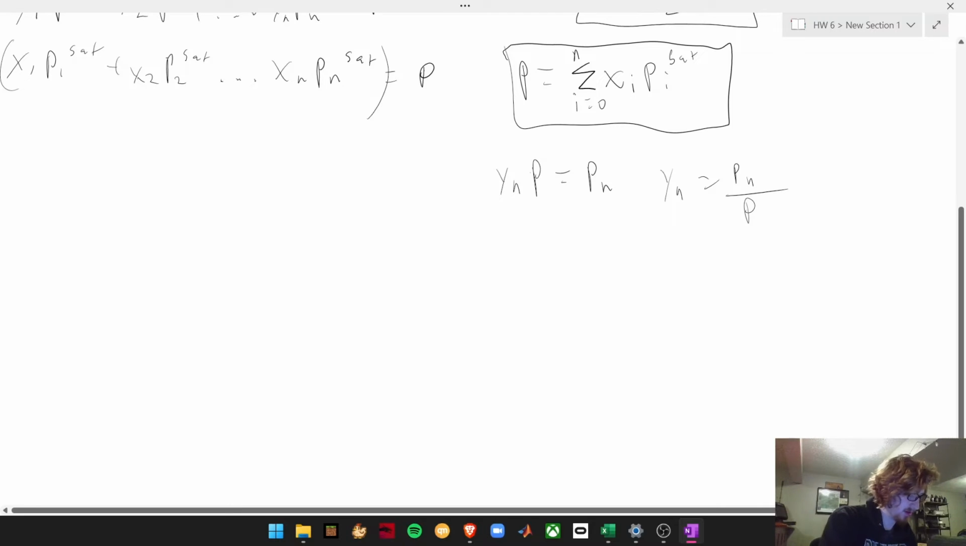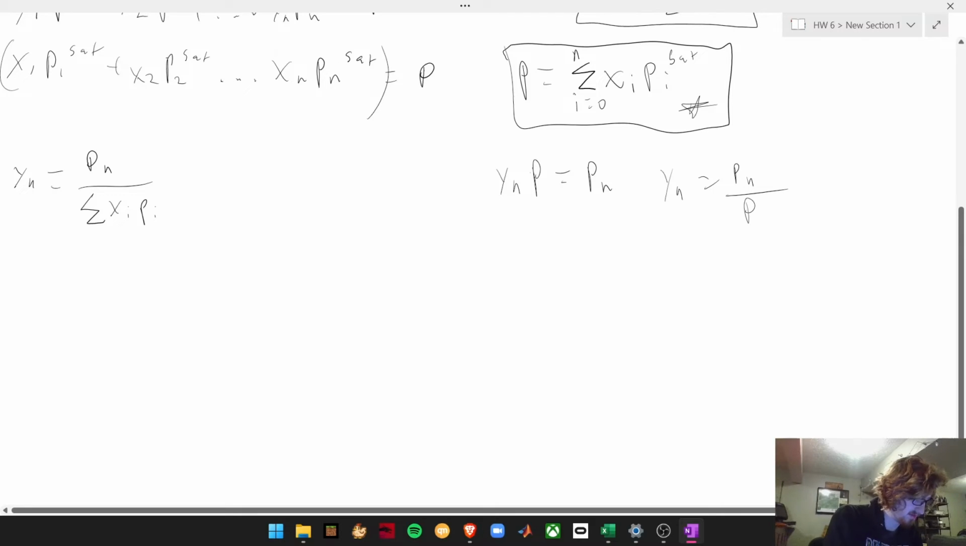Now we have our equation up here, and you can't see it. I don't want to scroll up because I'm going to lose my blank space if I do that. But looking at the equation in terms of yn and expressing it similarly to this, we can say that yn is going to be equal to the partial pressure of n divided by the total pressure.